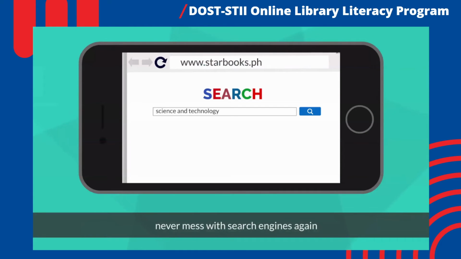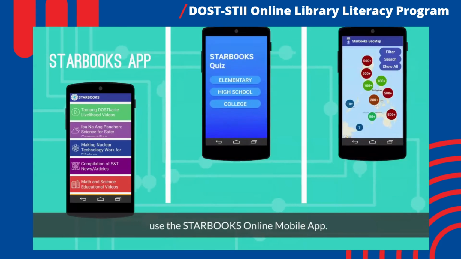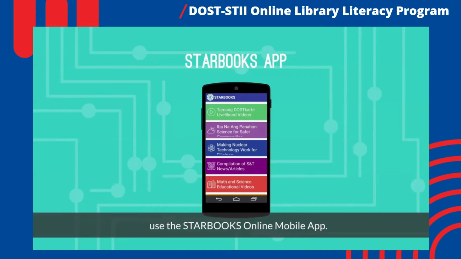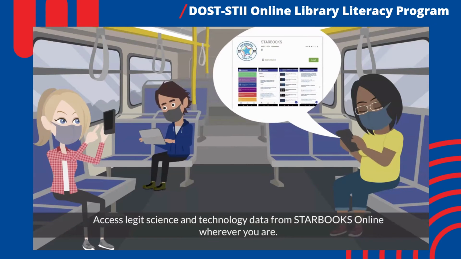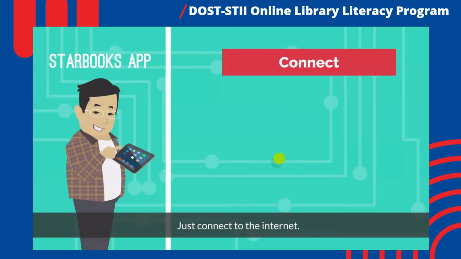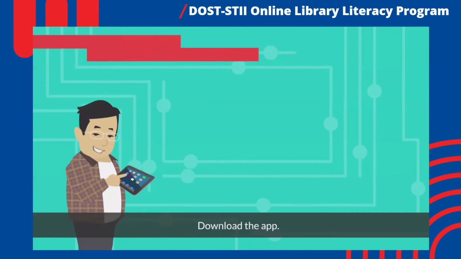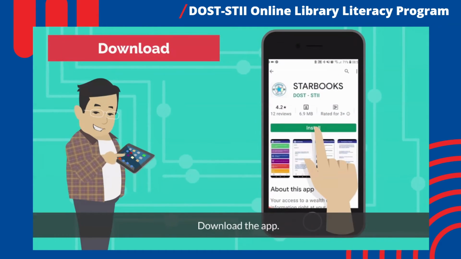1. Never mess with search engines again. Use the Starbooks online mobile app. Access legit science and technology data from Starbooks Online wherever you are. Just connect to the internet. Download the app.